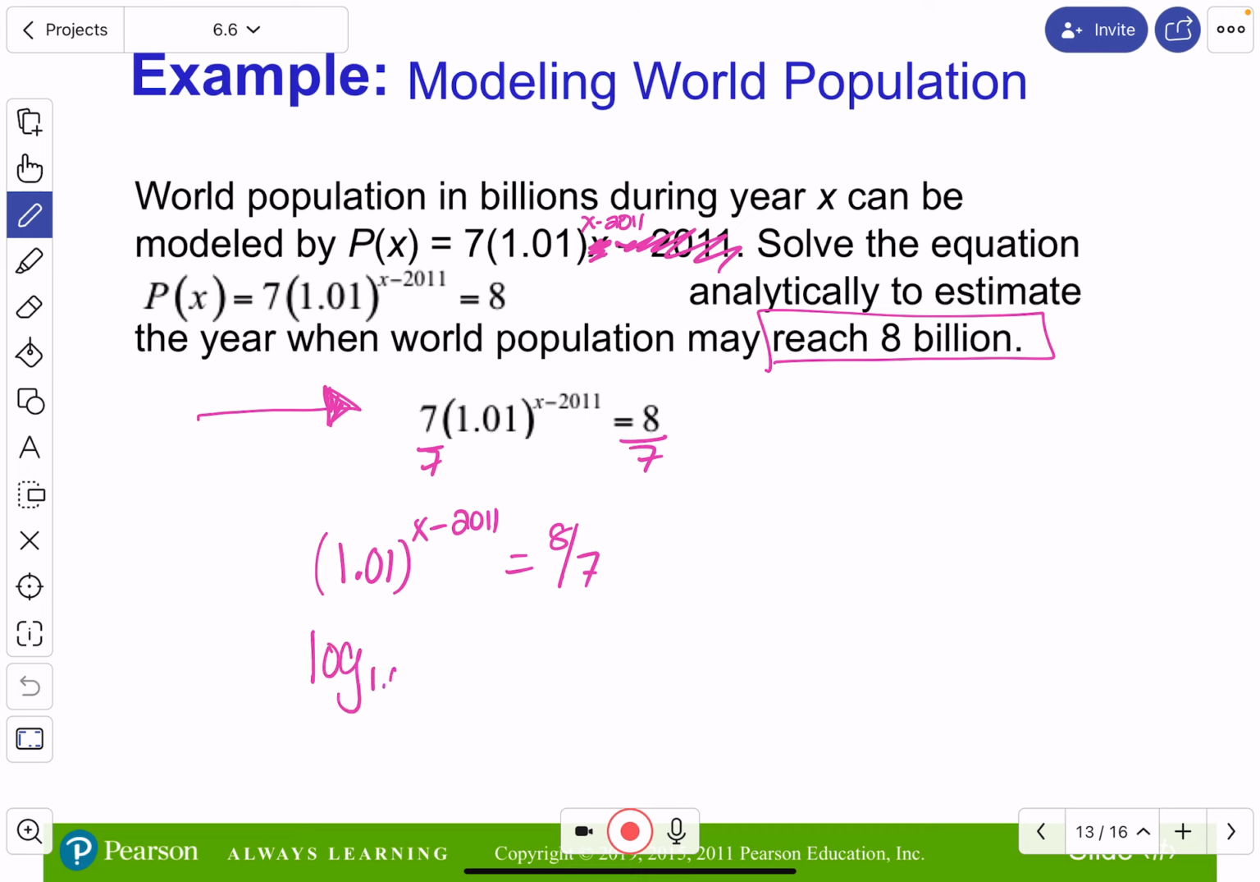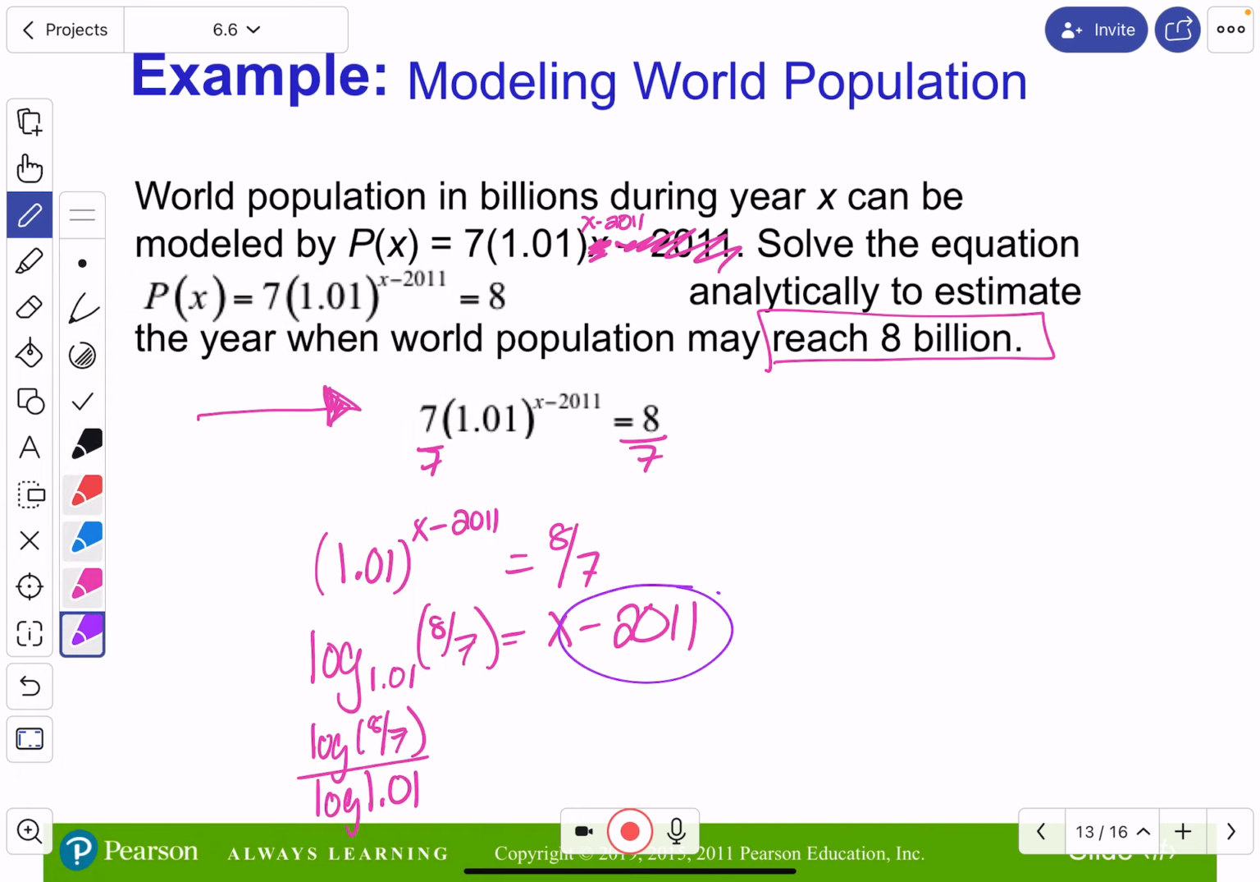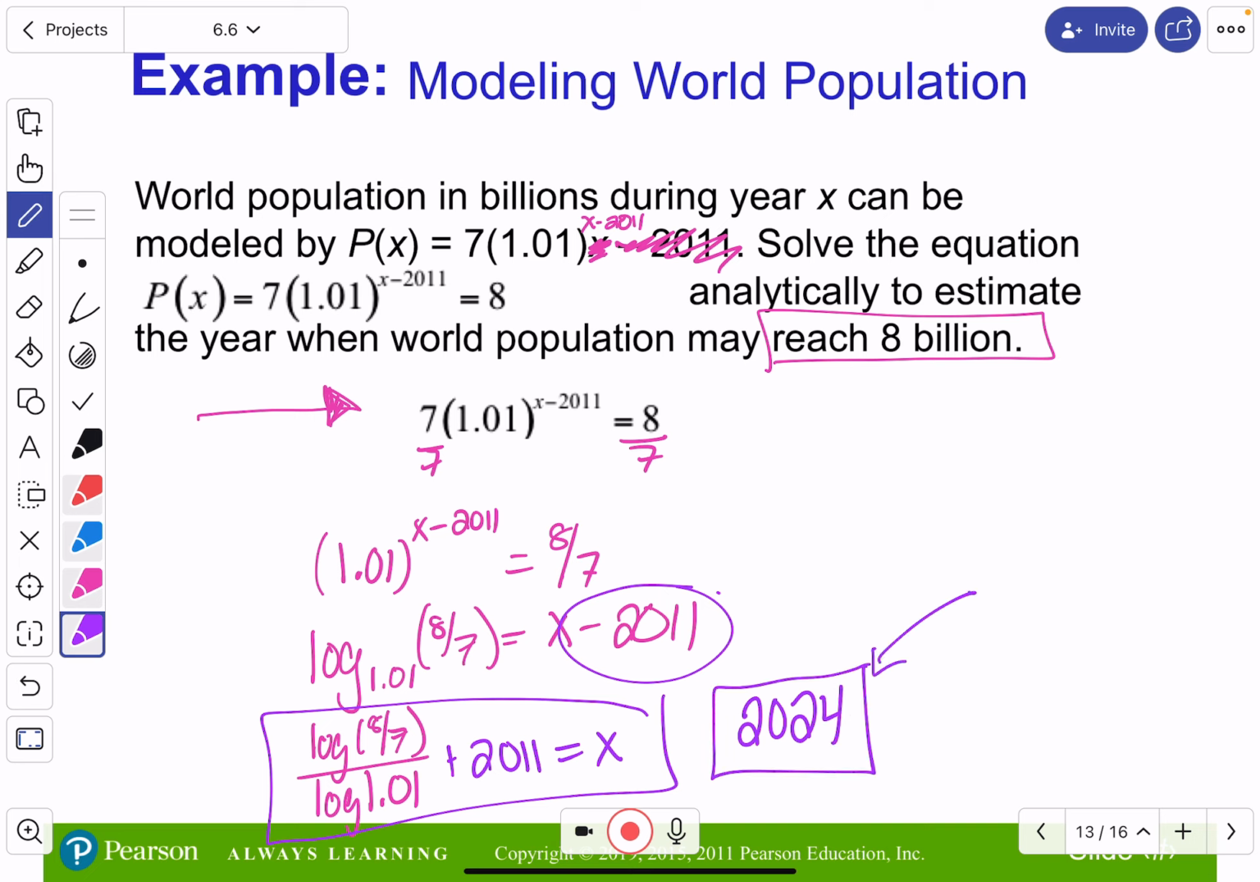So log base 1.01 of 8/7 equals x minus 2011. Change of base: log of 8/7 over log of 1.01. I'm going to add 2011 to both sides. So there's our exact answer. And if we type that in the calculator, we get 2024. So that is the year that they predict the world population may reach 8 billion.